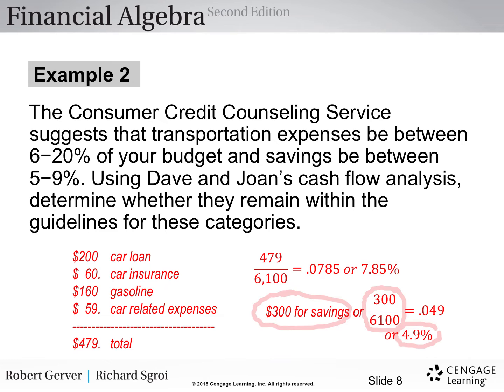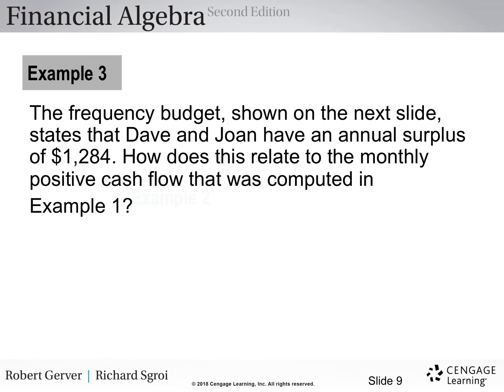As I said, a lot of people say you should be saving 10% of your budget on savings. They are only requesting you save 5 to 9. Well, they're not even saving 5. They're saving only 4.9%, which probably is not that good.